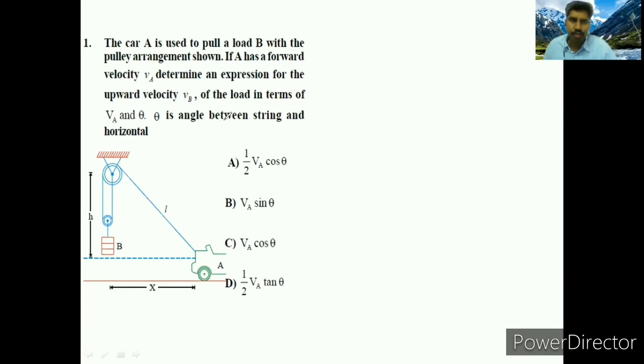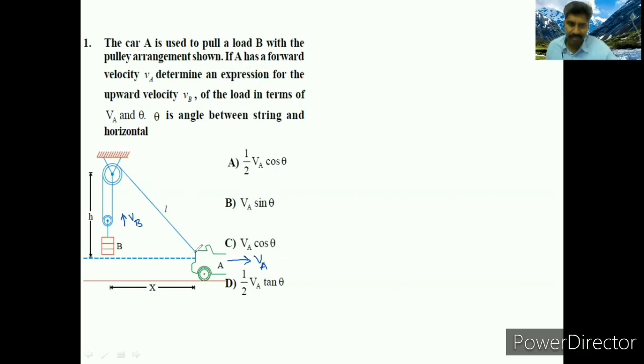A car is used to pull a load B with a pulling arrangement as shown. This car is pulling load B with this string. If A has a forward velocity VA, determine an expression for the upward velocity VB of the load in terms of VA and theta. Theta is the angle between the string and the horizontal.